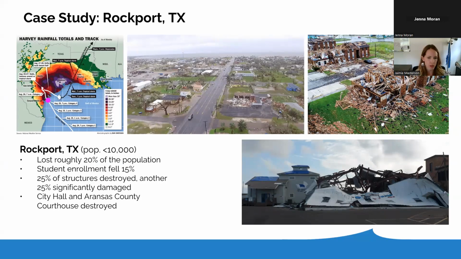25% of the structures were completely destroyed, and another 25% were considered significantly damaged. They lost about 20% of the population, and their community facilities were impacted. The city hall and the county courthouse were destroyed, and the schools were also impacted.